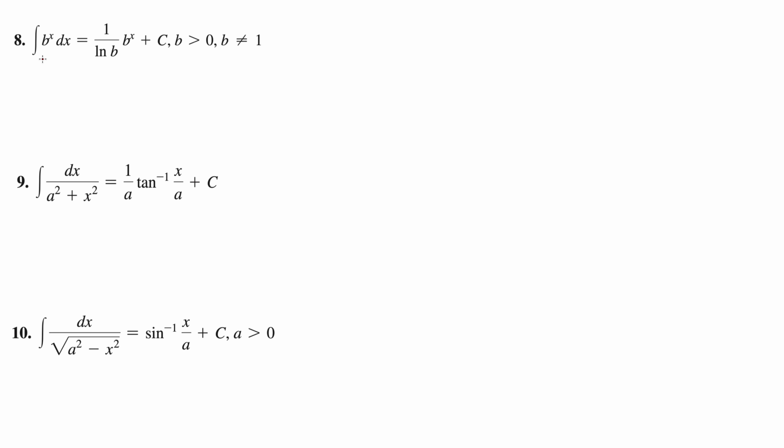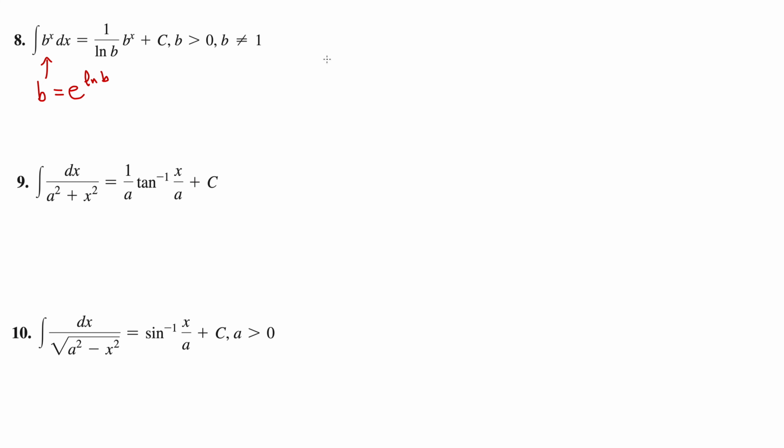Okay, for number 8, we have the integral of b to the x dx equals 1 over natural log b times b to the x plus c. That's what we're trying to show here. The first thing to note here is that any number b can be written as e to the natural log of b. Okay, why is that? Well, e and natural log are inverse functions, so they undo each other, leaving us only with b.